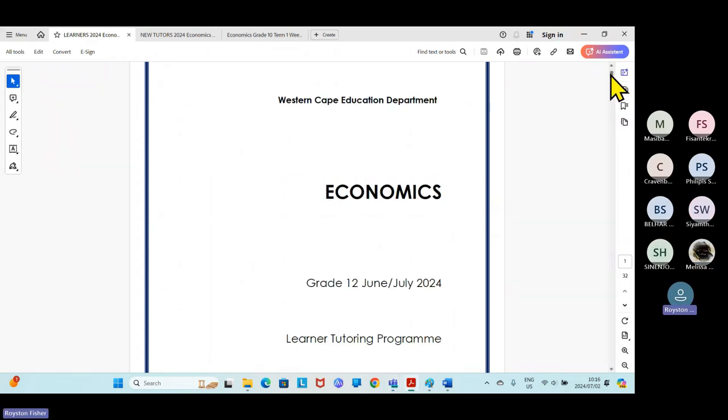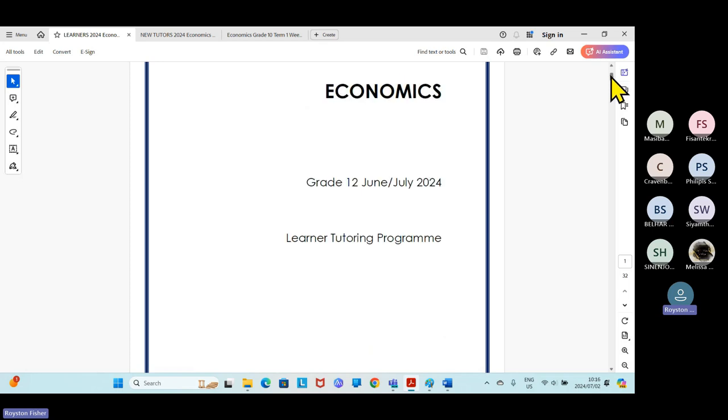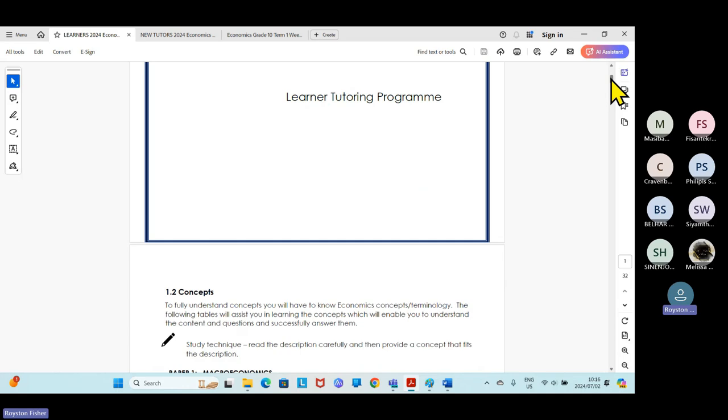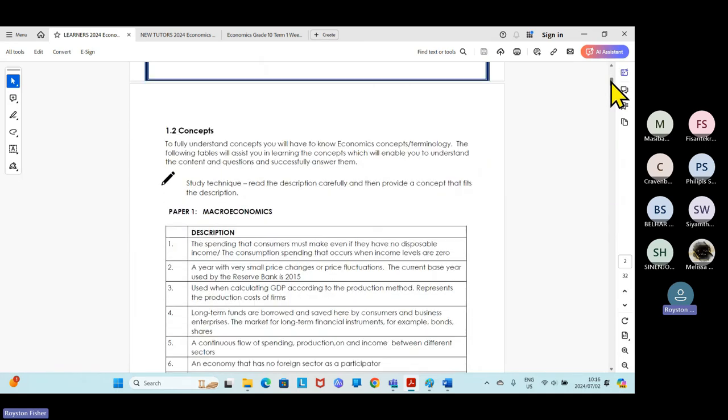this is the book that everyone should have in front of them, and I'm sure that you have it by now. Our session today will be starting off with the concepts, and it is very important for us to understand the various concepts that we have to face with each topic.